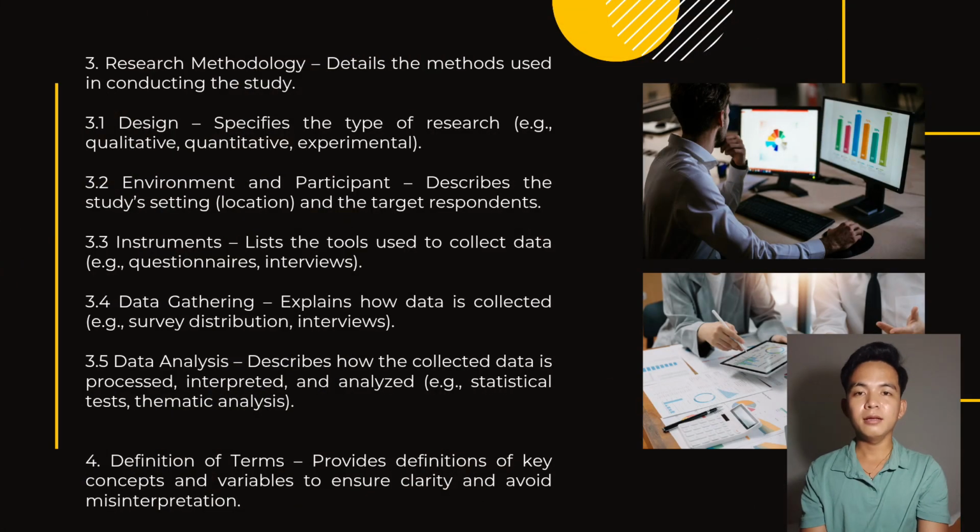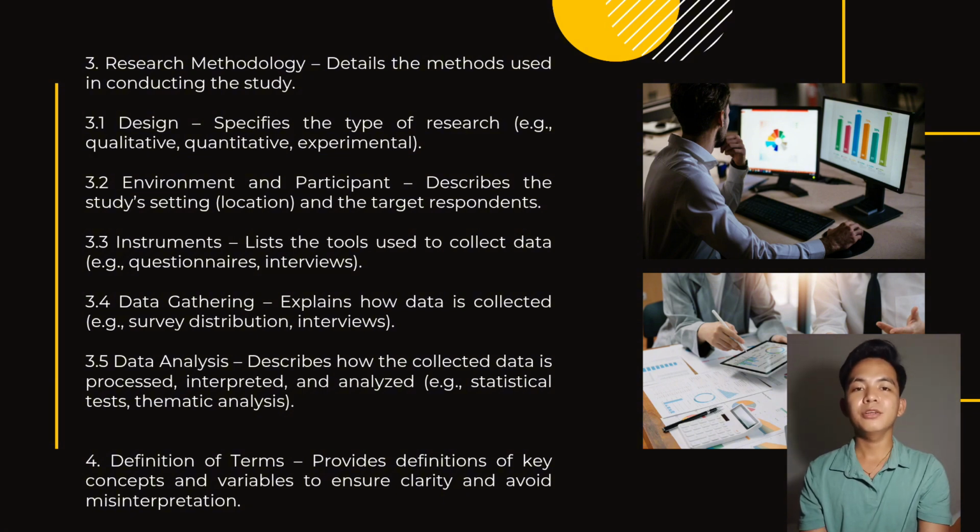For number 3, which is the research methodology, it details the methods used in conducting the study. 3.1, the design, specifies the type of research, which is, we have three, qualitative, quantitative, and experimental, and also mixed. 3.2, environment and participants. It describes the study setting, location, and the target respondents. For 3.3, which is the instrument, it lists the tools used to collect data, such as questionnaires or interviews. 3.4, data gathering, explains how the data is collected. It is collected by survey distribution or interviews.